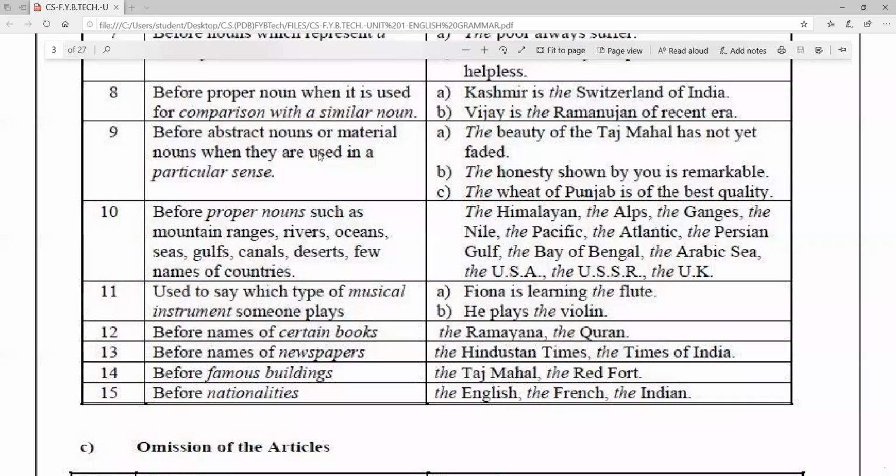Okay. Then second one, Vijay is the Ramanujan of the recent era. So here Ramanujan was the greatest scientist. And Vijay is compared with Ramanujan. And that's why for comparing any person with that well-known person, before that well-known person, we just use the article.